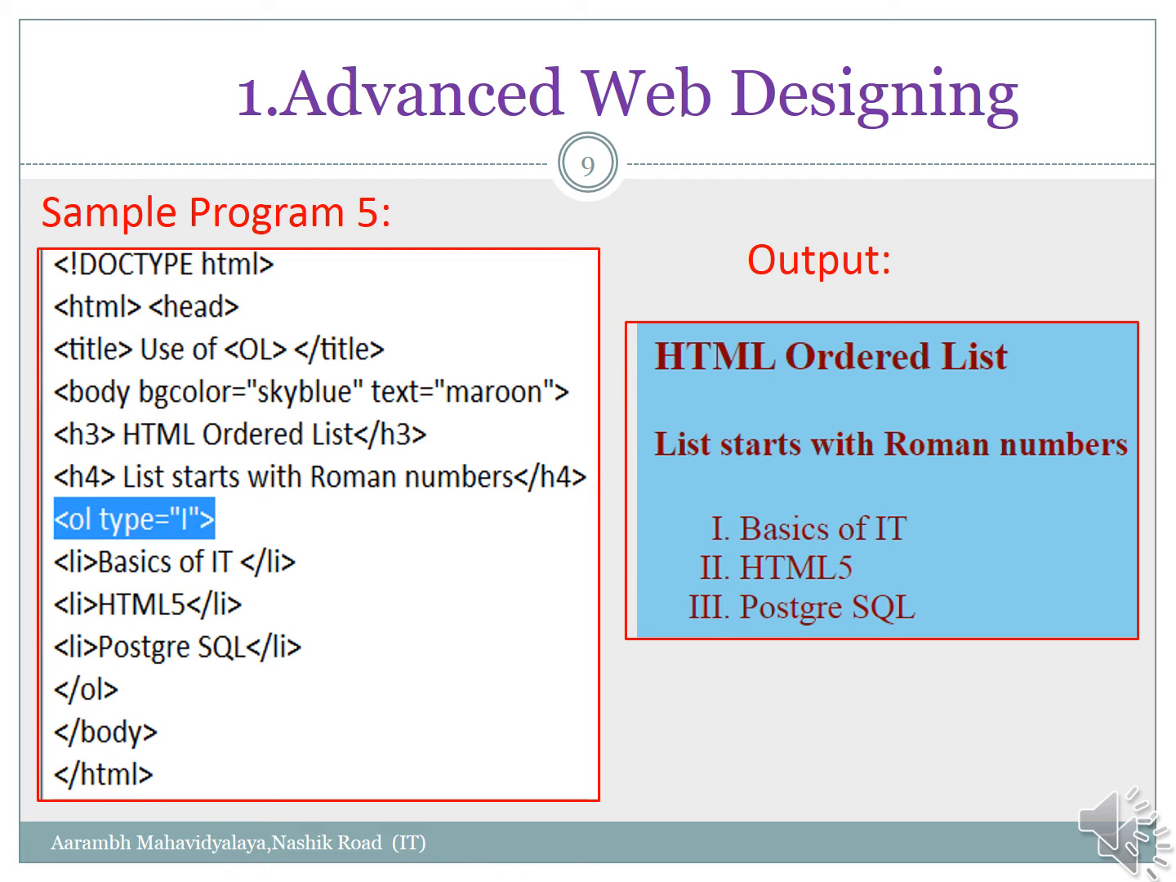Here is one more example to display the data in capital Roman numerals. For that, we have to use the type equal to capital I. We can use capital I to display the data in the format of capital Roman numerals: I, II, III, IV.